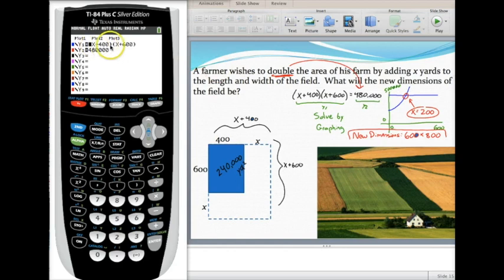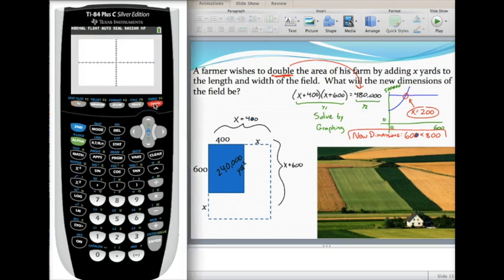Now I know this is going to be a parabola because eventually I would have x times x, if I multiplied that out, so there's x squared. And then y2 is going to be a horizontal line, 480,000 spaces up. So part of this is going to be adjusting my window so I can actually see my intersection point. If you hit graph now, you're not going to see anything. So I need to first adjust my window so I can find an intersection.